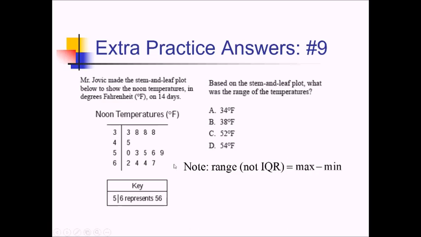So the maximum value, since these stem and leaf plots are sorted, is going to be the furthest leaf on the furthest stem. So we have a 6 and a 7. That means 67 on here. So that's our max value. And the min is the furthest left leaf on the lowest stem. So that's going to be 33. So we subtract that from 67. That comes out to 34. And that's going to give us answer choice A.